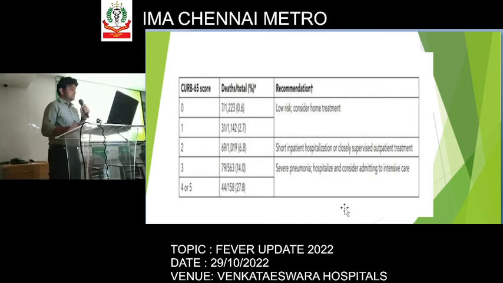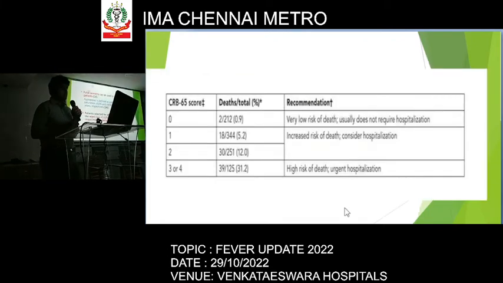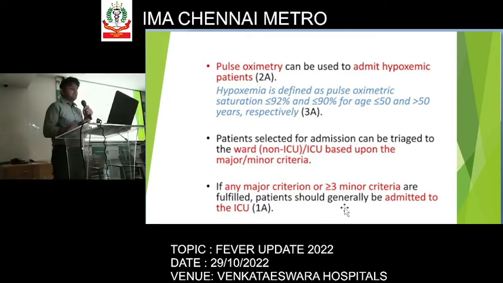So this is the CRP65 score. And pulse oximeter can be used to admit a hypoxemic patient. Hypoxemia is usually defined as pulse oximetric saturation less than 92% in age less than or equal to 50 and less than 90% in age more than 50. So patient can be triaged as a case of ward or ICU admission based on the ATS guidelines criteria. I will show the criteria in the next slide.